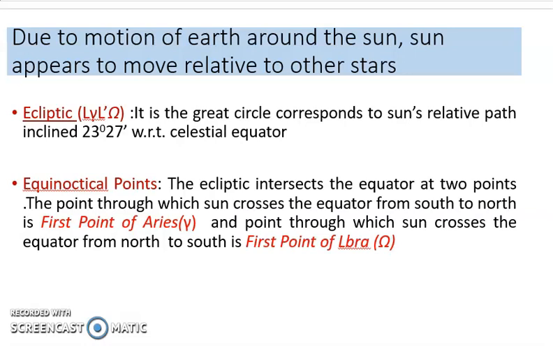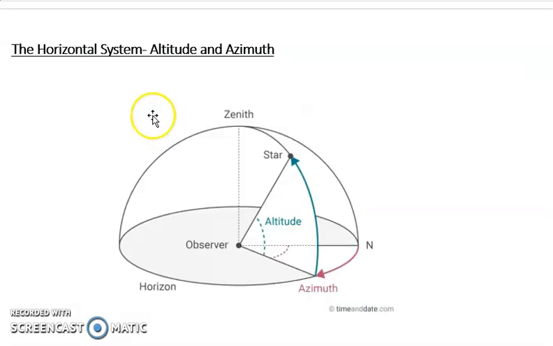These are the various points and great circles, and now we can go to the coordinate systems. First, the horizontal coordinate system. The two coordinates are altitude and azimuth, and the system, as the name says, is represented with respect to the celestial horizon. Horizon means the horizontal system.